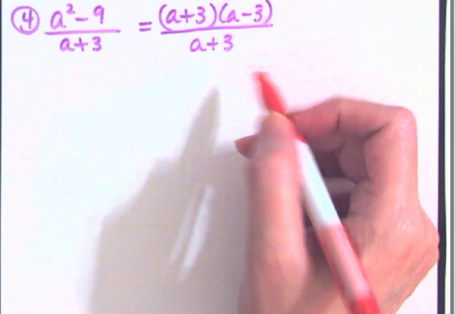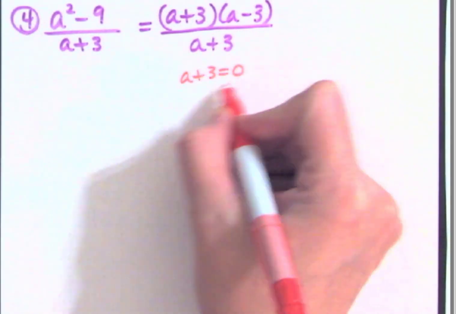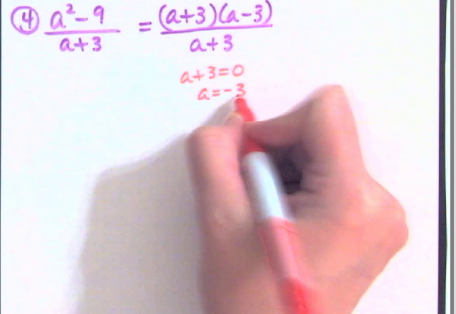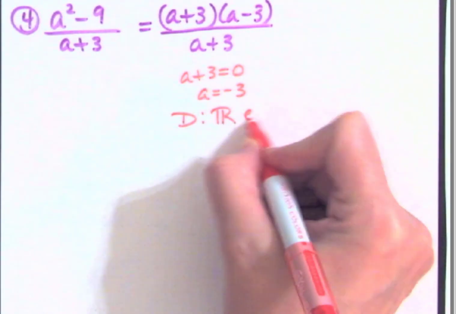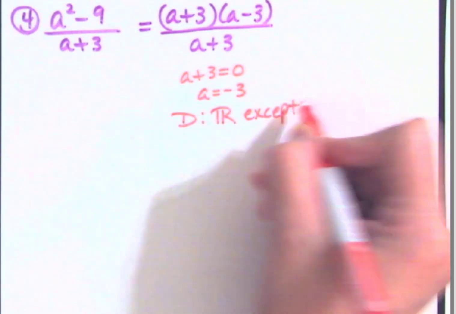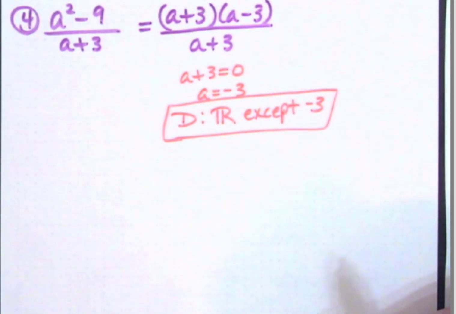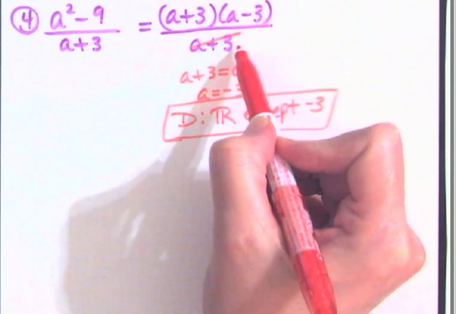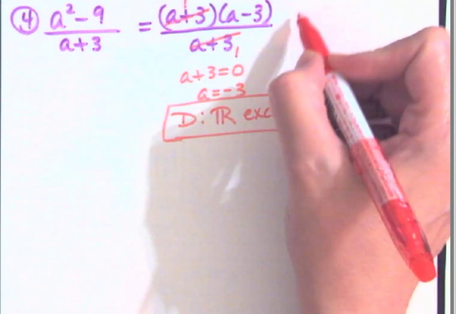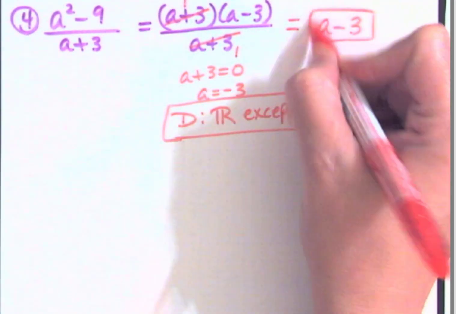Now we'll work on finding our domain. So we'll set a plus 3 equal to 0, subtract 3 from both sides. So our domain will be all real numbers except for negative 3. Now that we have our domain, we can cancel our like factors. I can cancel a plus 3 with a plus 3. And then my final answer is a minus 3.